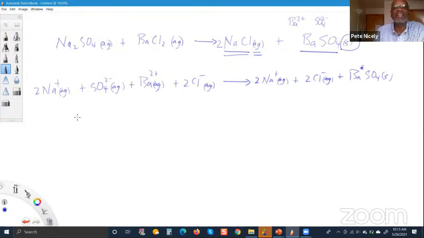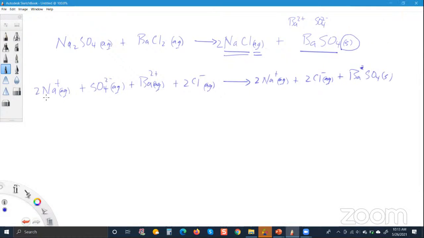So that would be the molecular equation. I'm sorry, that would be the ionic equation. The first equation is the molecular equation. Now we have the ionic equation. So what do we do next? We cancel out the spectator ions. So can anyone tell me what the spectator ions are in this case? Which ions are the same on both sides?